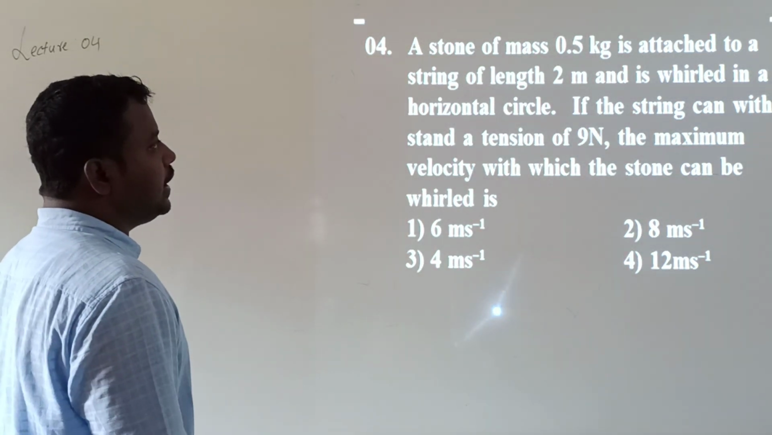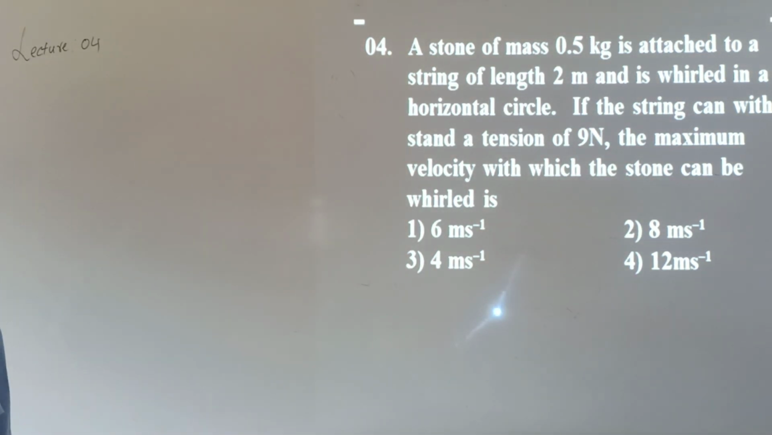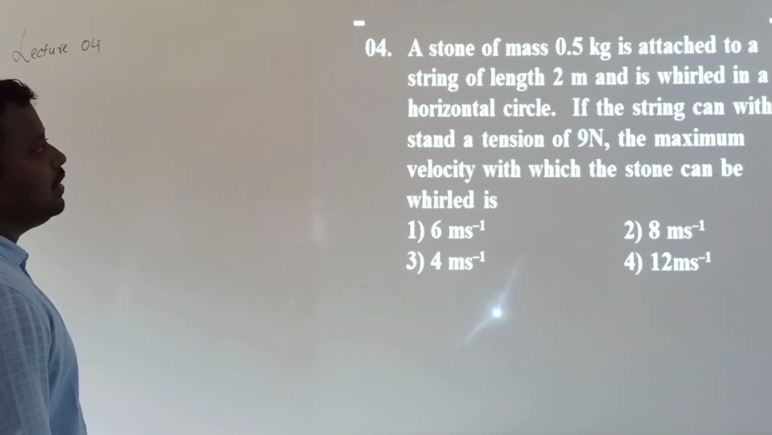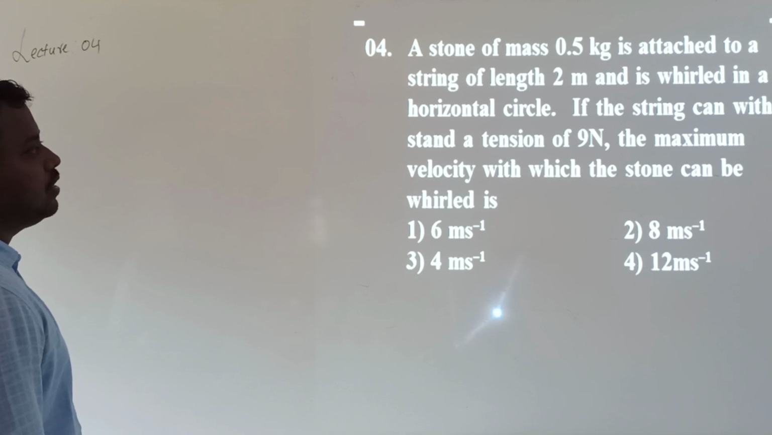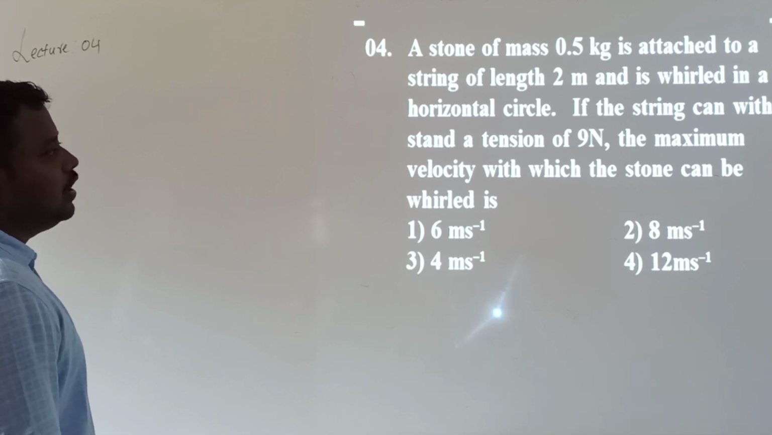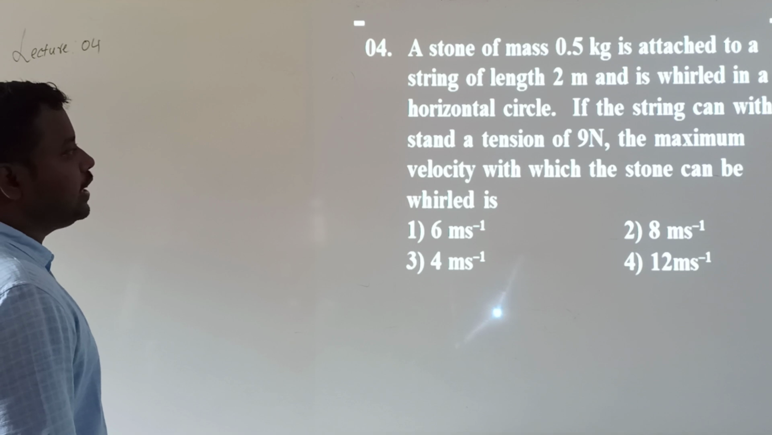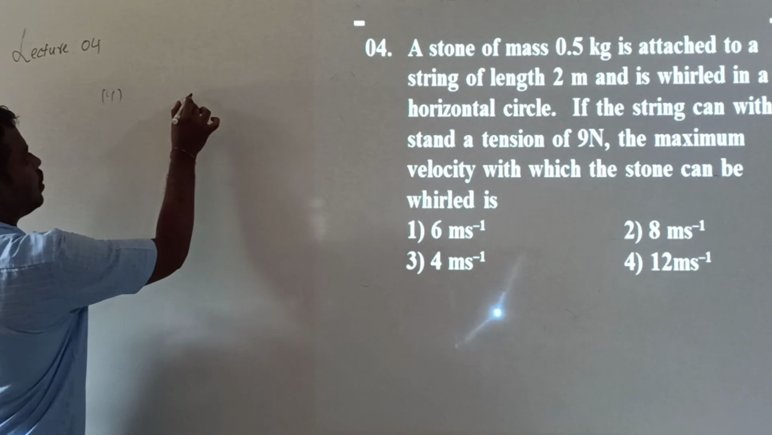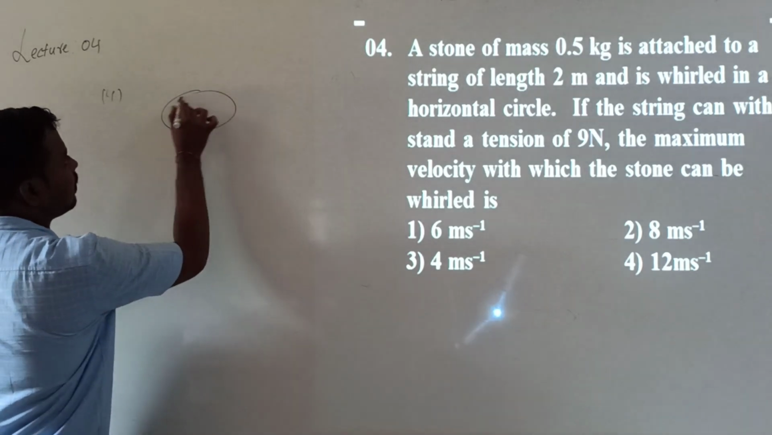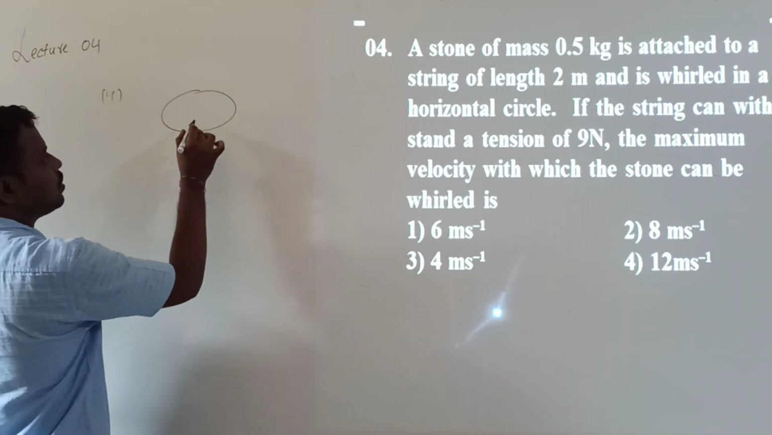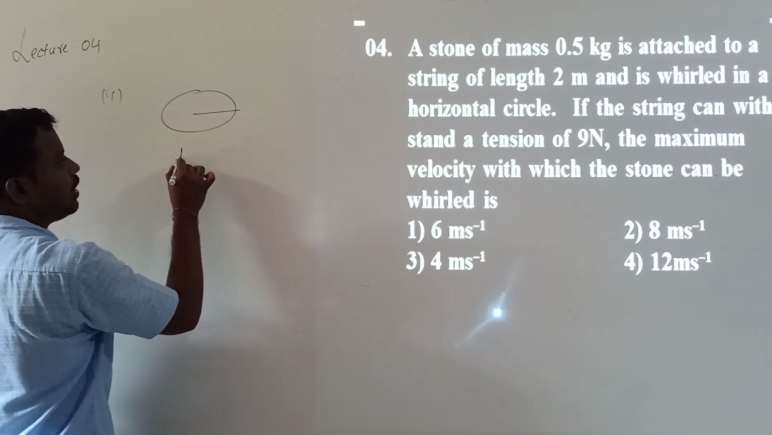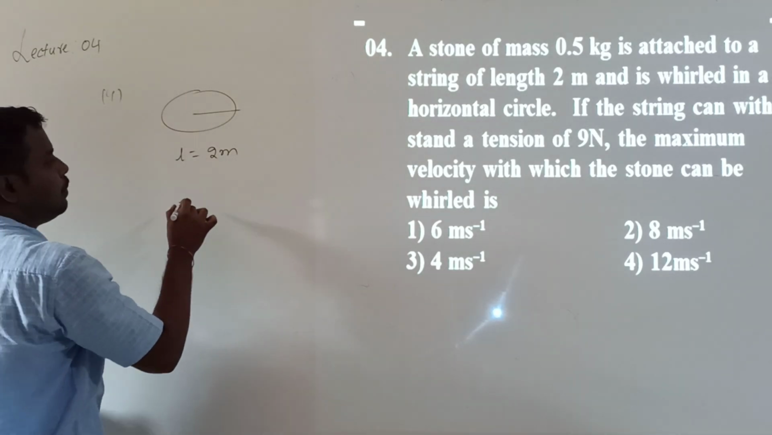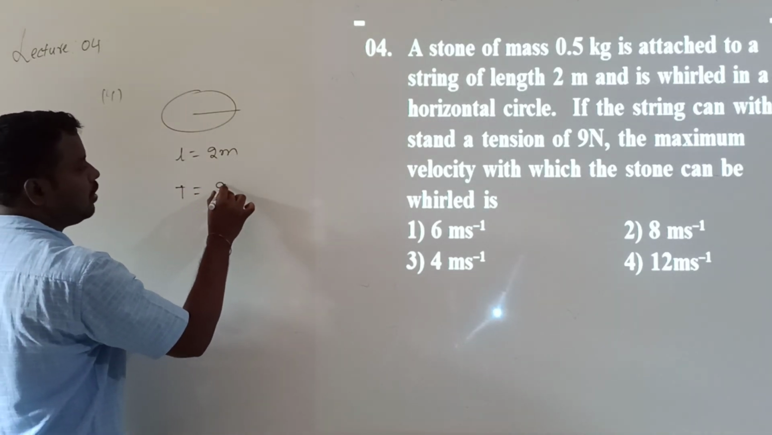A stone of mass 0.5 kg is attached to a string of length 2 meters and is whirled in a horizontal circle. If the string can withstand a tension of 9 newtons, what is the maximum velocity with which the stone can be whirled? So question number 4. The stone is rotating in a horizontal circle, the string length is given as 2 meters, and the string can withstand the maximum tension, T equal to 9 newtons.